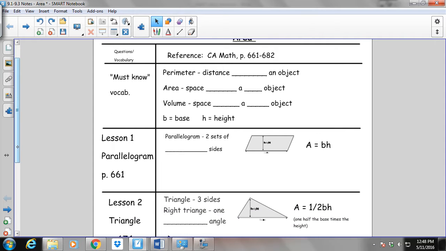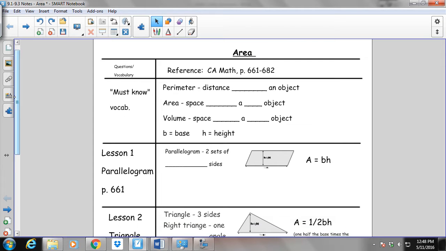Some background information that you do need to know before you start on this is that perimeter is the distance around an object. Area is the space inside a 2D object, and volume, I made some little drawings there earlier. So perimeter is the distance around the object, so you just add up all the sides, no matter how many sides it has. Works for all straight lined objects. Area is the space inside a two-dimensional object, and volume is the space inside a three-dimensional object. So something like a box, how much space is inside of that.